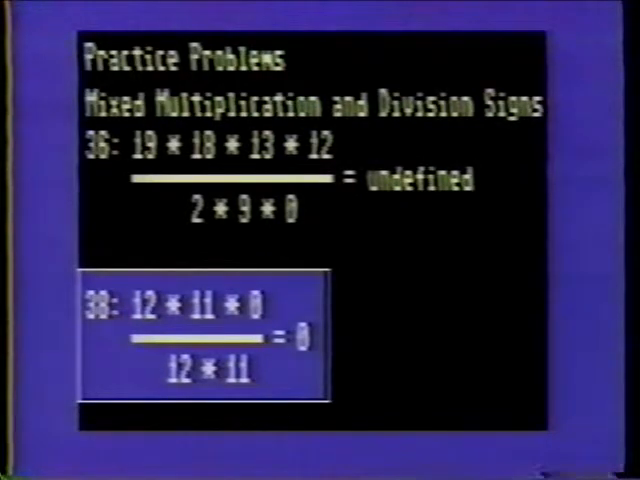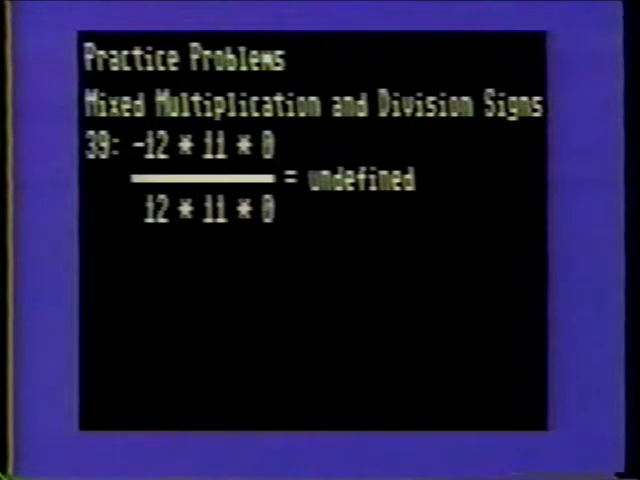Problem 38. 12 times 11 times 0 divided by 12 times 11 is 0 because 0 is located in the numerator. Problem 39. 12 times 11 times 0 divided by 12 times 11 times 0. Problem 39 contains a 0 in the numerator and the denominator. In a case like this, the solution is undefined because division by 0 is impossible.